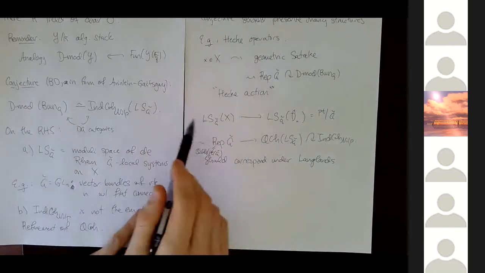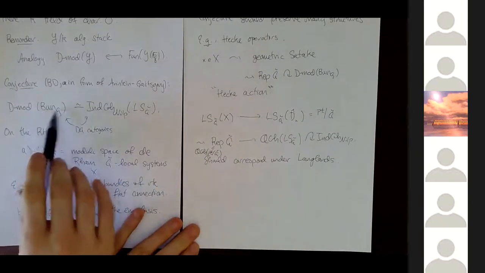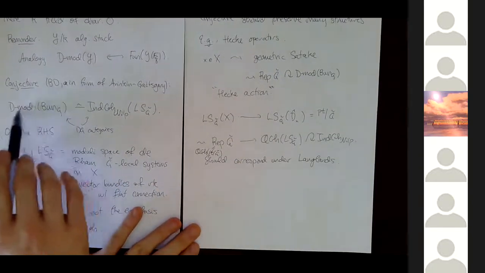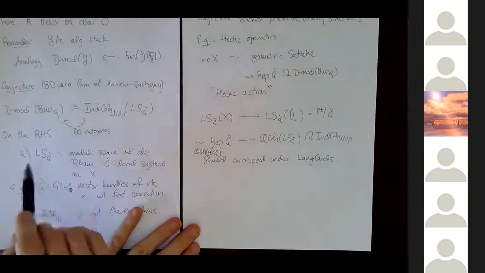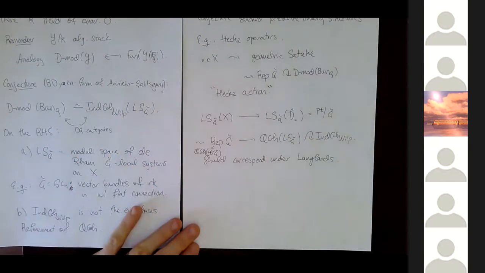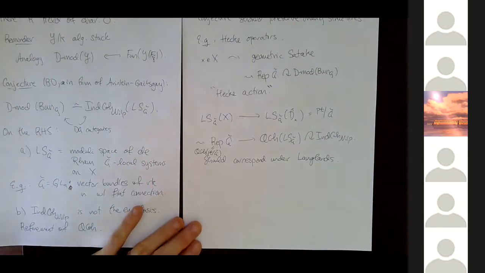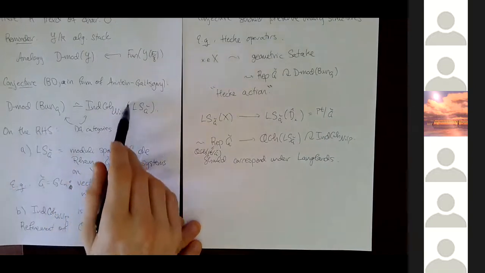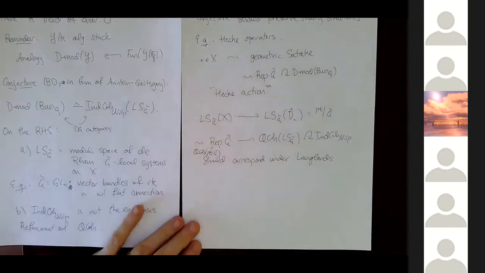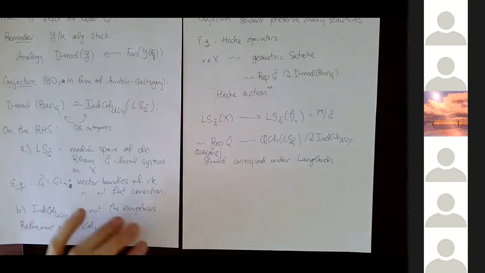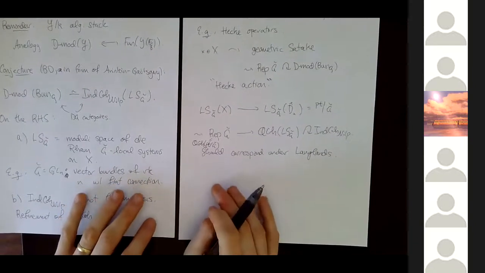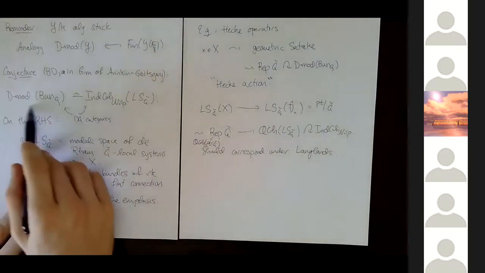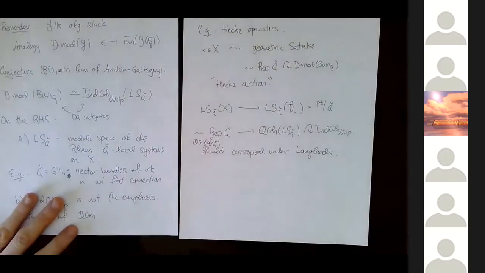But again, what I want to emphasize here is that the nature of this equivalence is not just about Hecke eigensheaves. It's really about the whole space of D-modules, and it also involves this moduli space LocSys_Ǧ. And therefore, I should say it's analogous to the good version of Fourier theory.